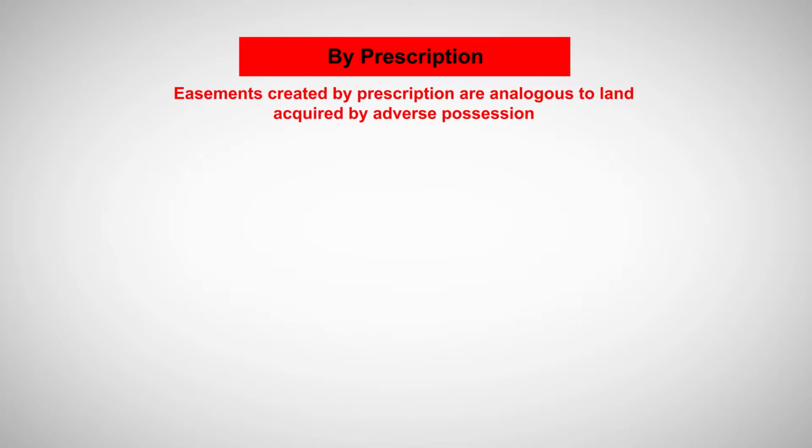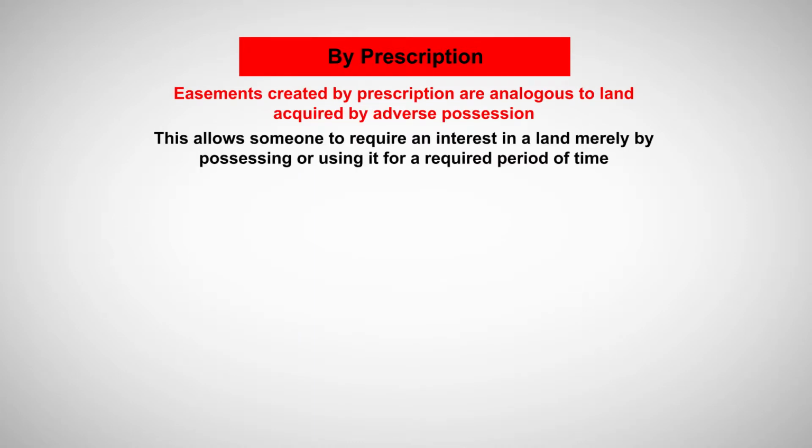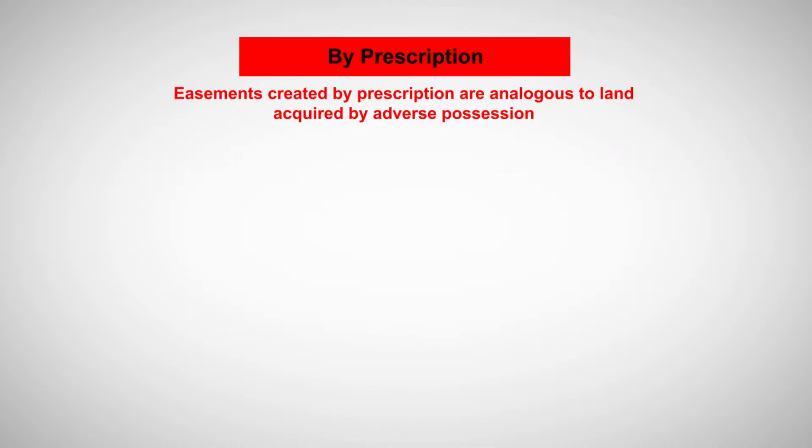The fourth approach to easement creation is creation through prescription. Easements created by prescription are analogous to land acquired by adverse possession. This allows someone to acquire an interest in land merely by possessing or using it for a required period of time. An easement by prescription must have the following four elements.